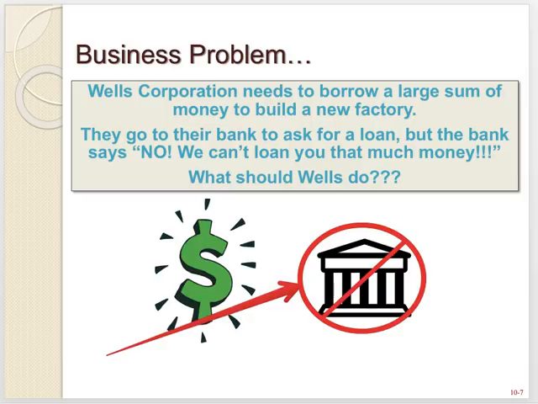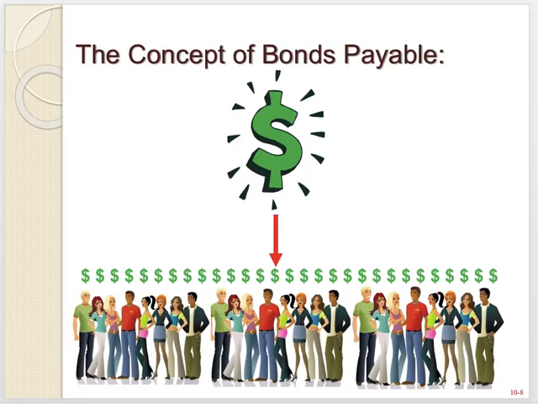Well, what Wells Corporation can do to solve this problem is, if one lender cannot loan them a large sum of money, they can take that large sum of money and split it up into a lot of small bits of money and ask many different lenders to lend them that money. And that is essentially what a bond payable is. It's taking a large loan, dividing it up into small pieces, and asking several different creditors to loan you that large sum of money. Kind of makes sense, right? It's not a bad idea.